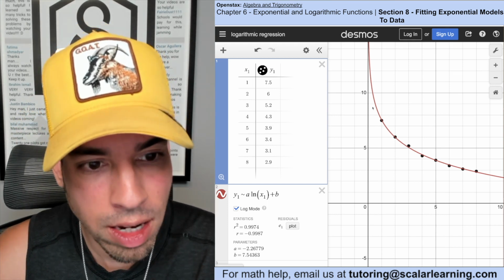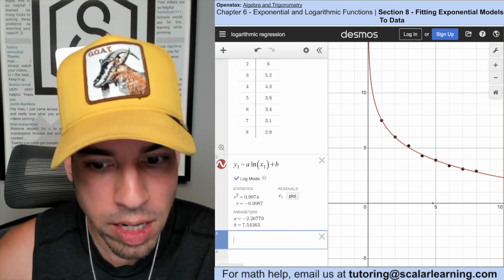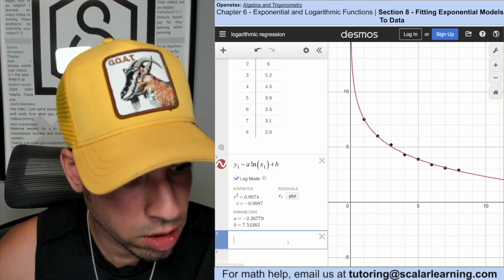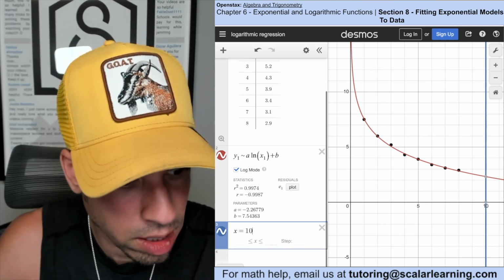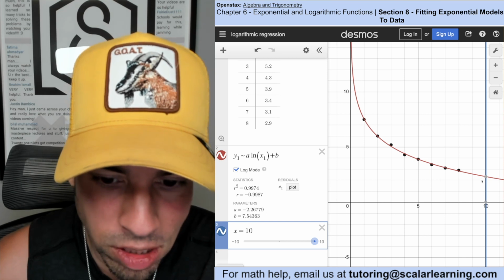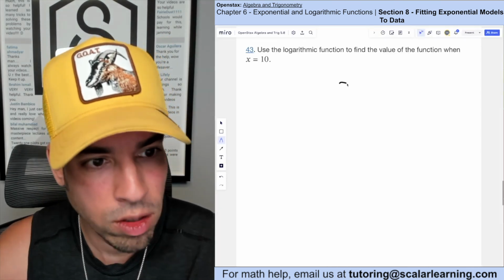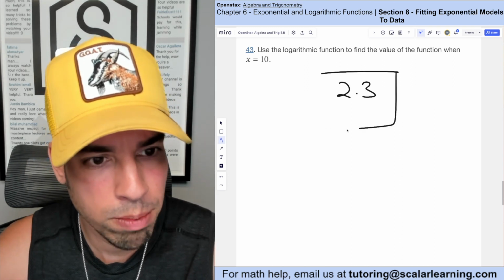And then we get this nice model here, right? And you can see that it looks pretty good. And then we're trying to find the value when x equals 10. So we're going to move it over just a touch, and we're going to set x equal to 10. It's going to make this nice vertical line, and we look at the intersection point, and it looks like it intersects when the function value is 2.322. So rounding to the nearest tenth, we'll say roughly 2.3, boom, done.